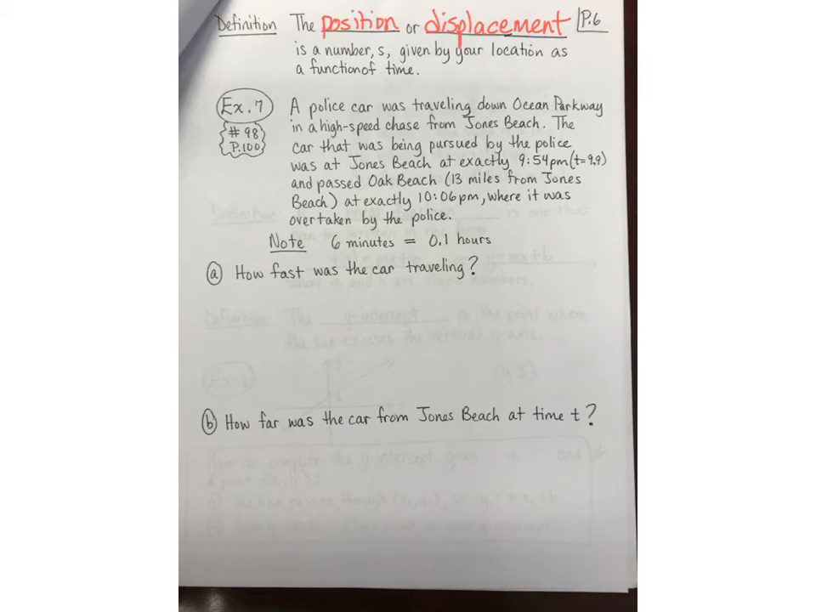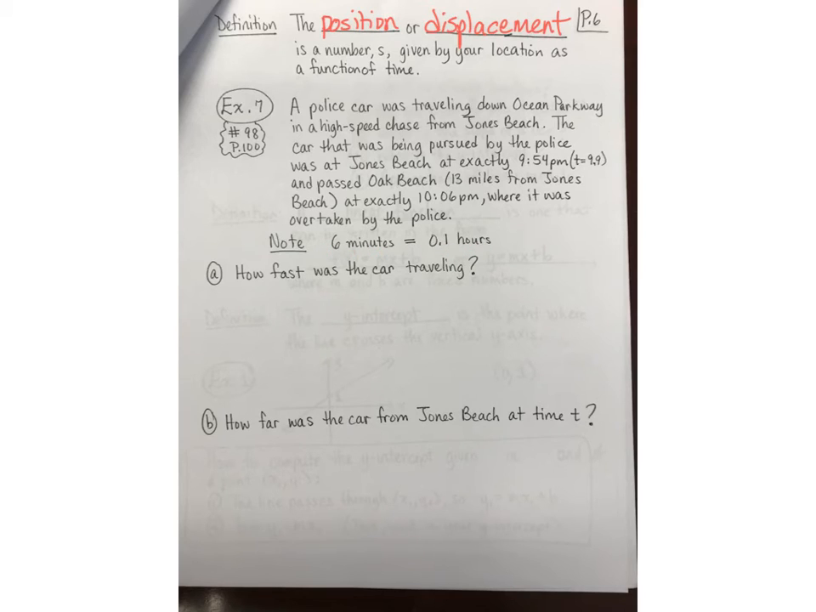So, example 7. A police car was traveling down Ocean Parkway in a high-speed chase from Jones Beach. The car that was being pursued by the police was at Jones Beach at exactly 9:54 p.m. That here is going to mean t is equal to 9.9. And it passed Oak Beach, 13 miles from Jones Beach, at exactly 10:06 p.m., where it was overtaken by the police. Note here that 6 minutes is the equivalent of 0.1 hours.